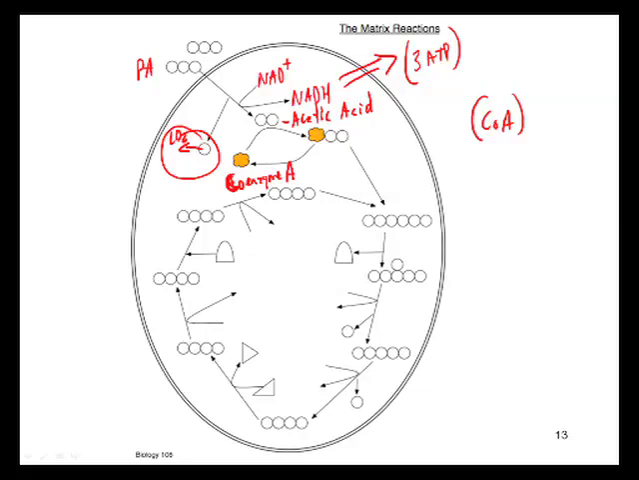So what happens then at that point is that the 2-carbon acetic acid combines with a 4-carbon molecule that's already present called oxaloacetate. 4-carbon molecule. So the 2 carbons from acetic acid, the 4 carbons from oxaloacetate, combine to form a 6-carbon molecule called citric acid.